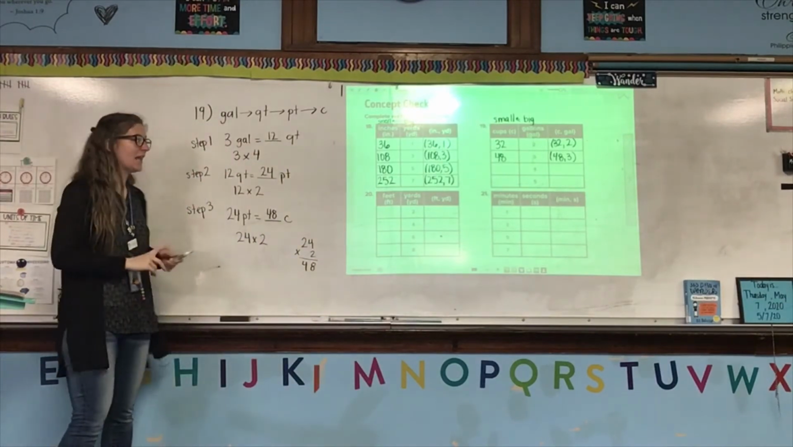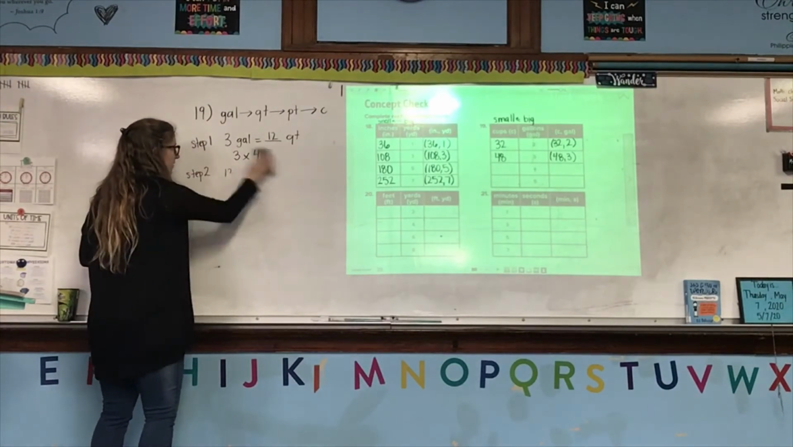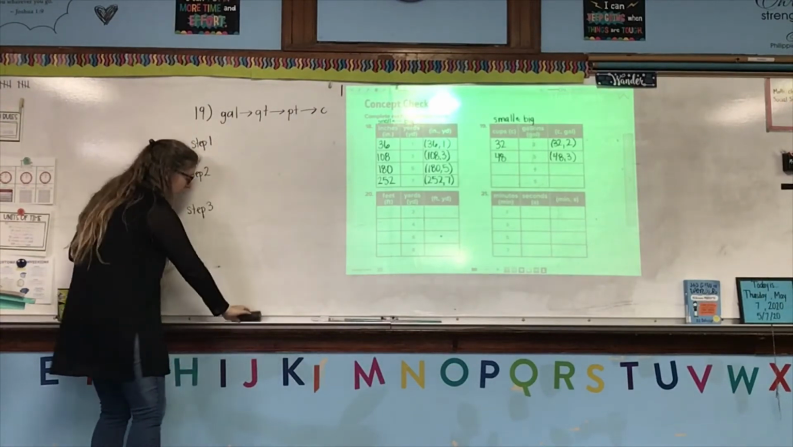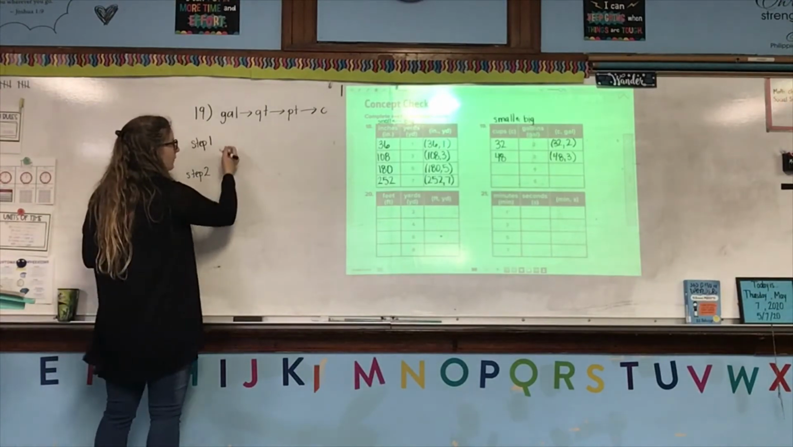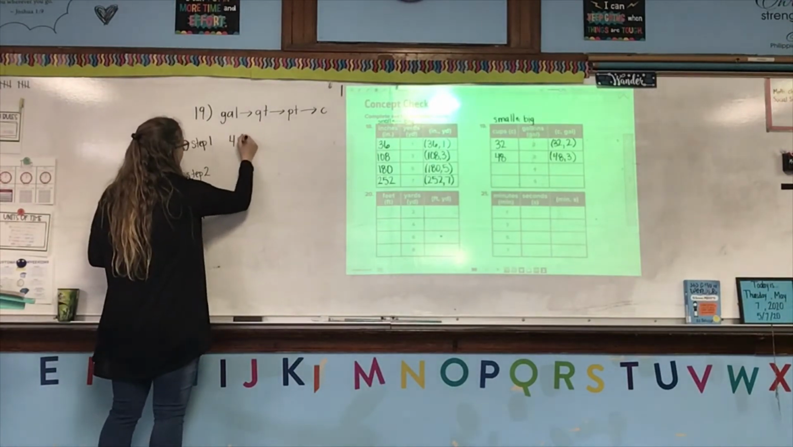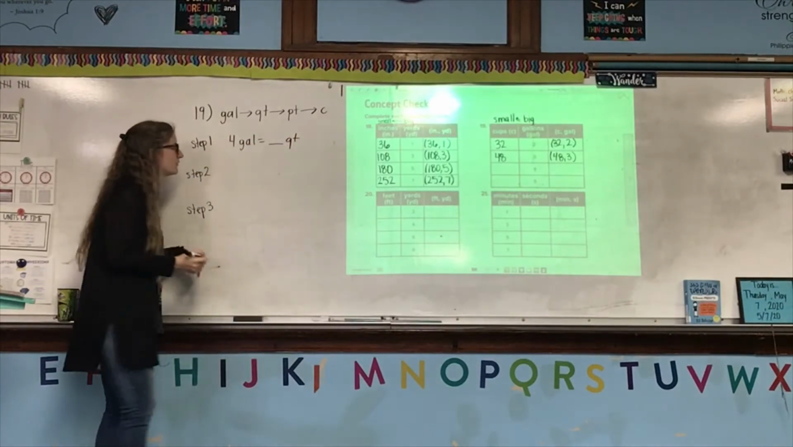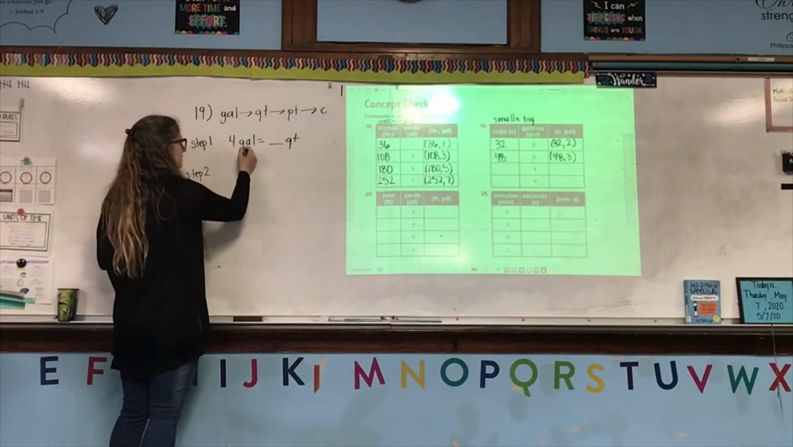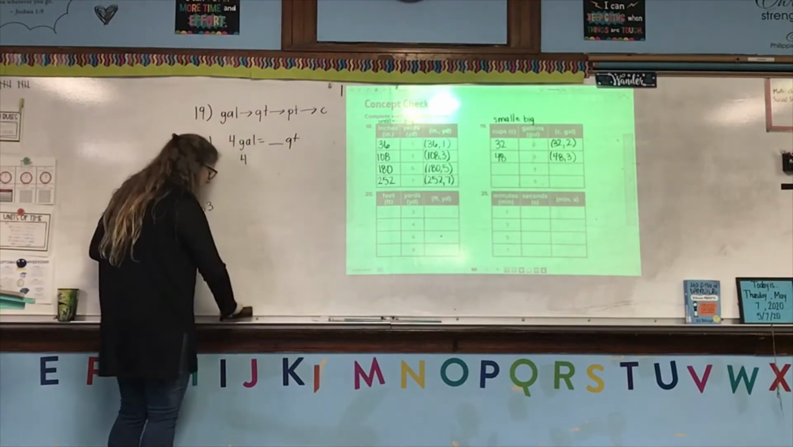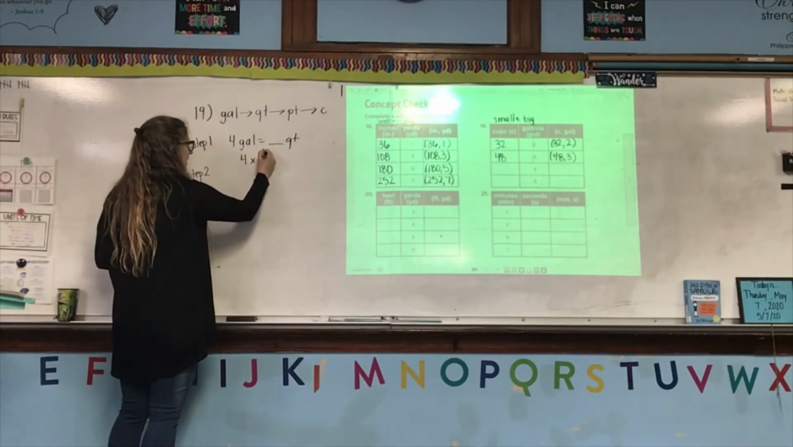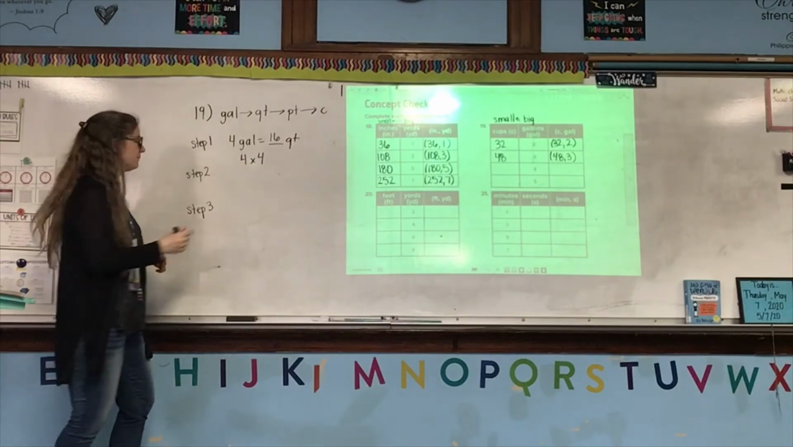Okay, next, 4 gallons. Now you should have all of this work still on your paper. Otherwise, you're not going to be able to use it to study. Step 1, figure out how many quarts are in 4 gallons. Well, I know I'm multiplying 4 gallons by the number of quarts in a gallon, which is 4. 4 times 4 is 16.